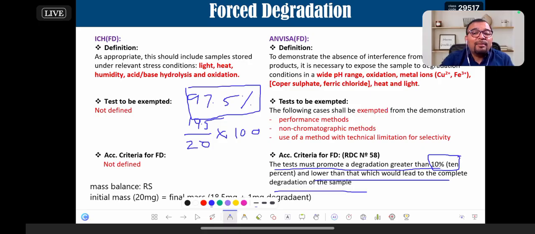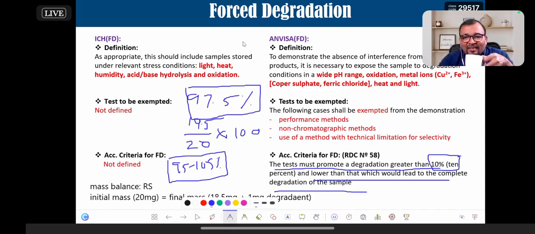What is the expected limit of mass balance again? There is no guidance which talks about it, but generally, a mass balance in between 95 to 105% is quite widely accepted. What is your mass balance limit? Please let me know in the comment box. Awesome. Many of you are saying.